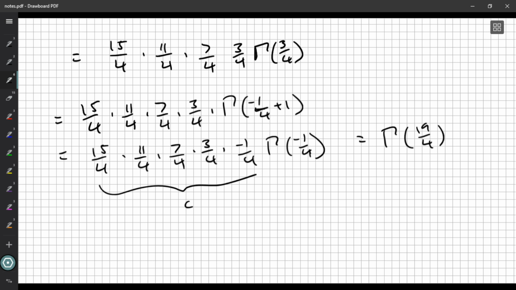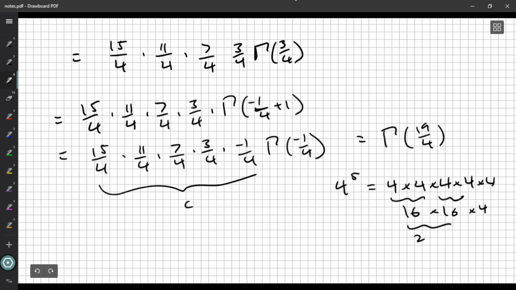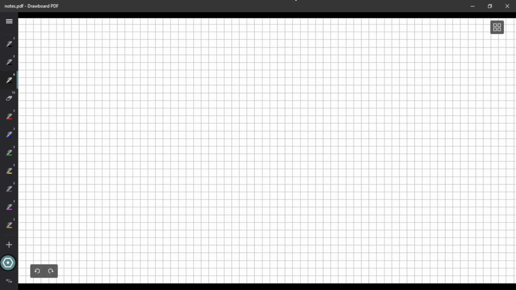Okay. So what can we do? Well, 4 times 4, I've got 4 to the 4 on the bottom. 4 times 4 times 4 times 4 times 4. 2 of those 4s are 16, so we get 16 times 16 times 4. 16 times 16 is 256. And we can multiply out by hand. 4, carry the 2. Okay. So the bottom here, the denominator, is going to be 1024.